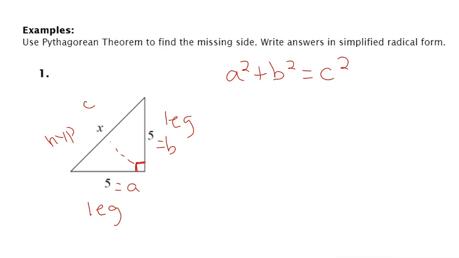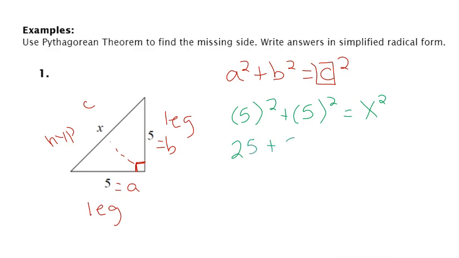Notice the hypotenuse is always on a side by itself. Sometimes that's what we're solving for, and sometimes it's given to us and we have to do some algebra to solve for a missing leg. So my A, I said, was 5, so I'm going to do 5 squared plus 5 squared is equal to my hypotenuse, x squared. We're then going to simplify, so I'm going to combine like terms.